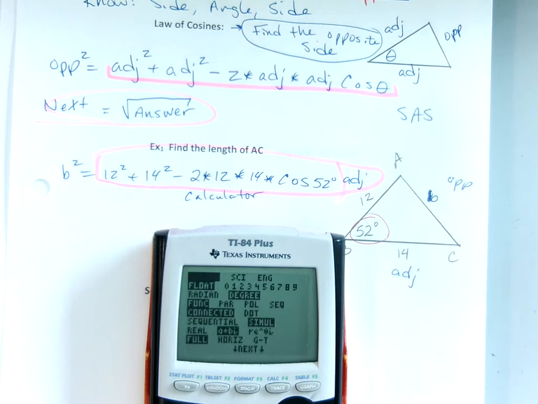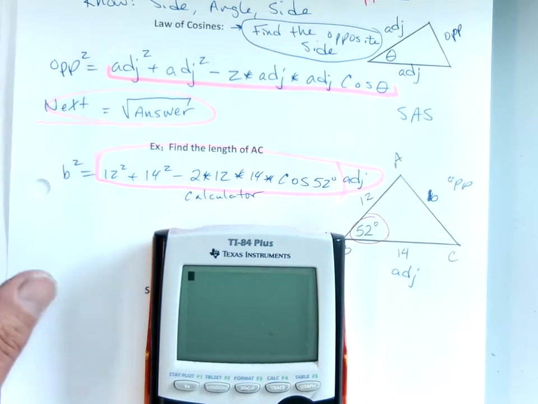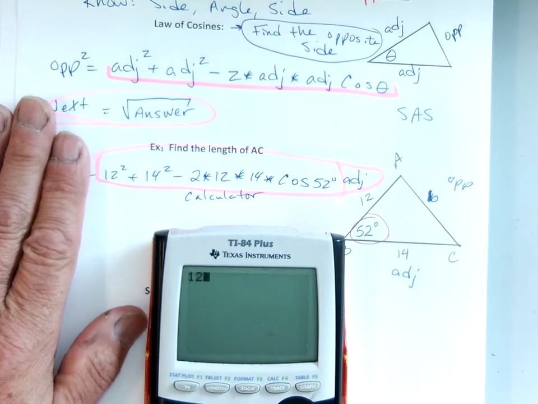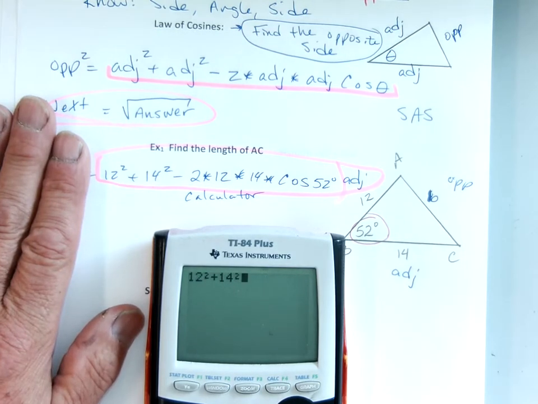Check my mode. Make sure my mode's in degree mode. Radians are for my Algebra 2 kids, so I'm in degree mode. And here we go. I'm typing in, I can ignore this for a second, 12 squared plus 14 squared, subtract 2 times 12 times 14 times cosine of 52.